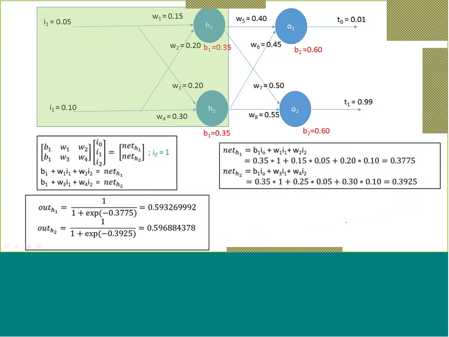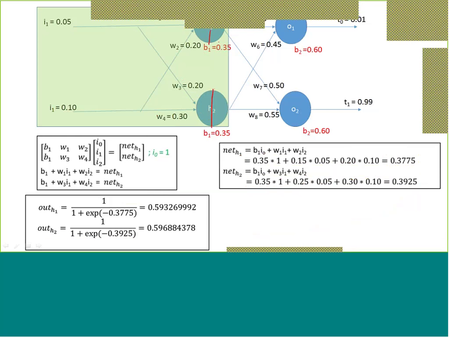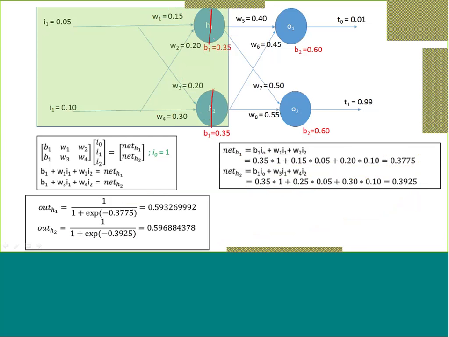Okay, let's go further. So I am here, right? I have calculated out H2 and out H1, right? Now let's go further. I will take this as input now, as I have taken I1 here and I2 here.